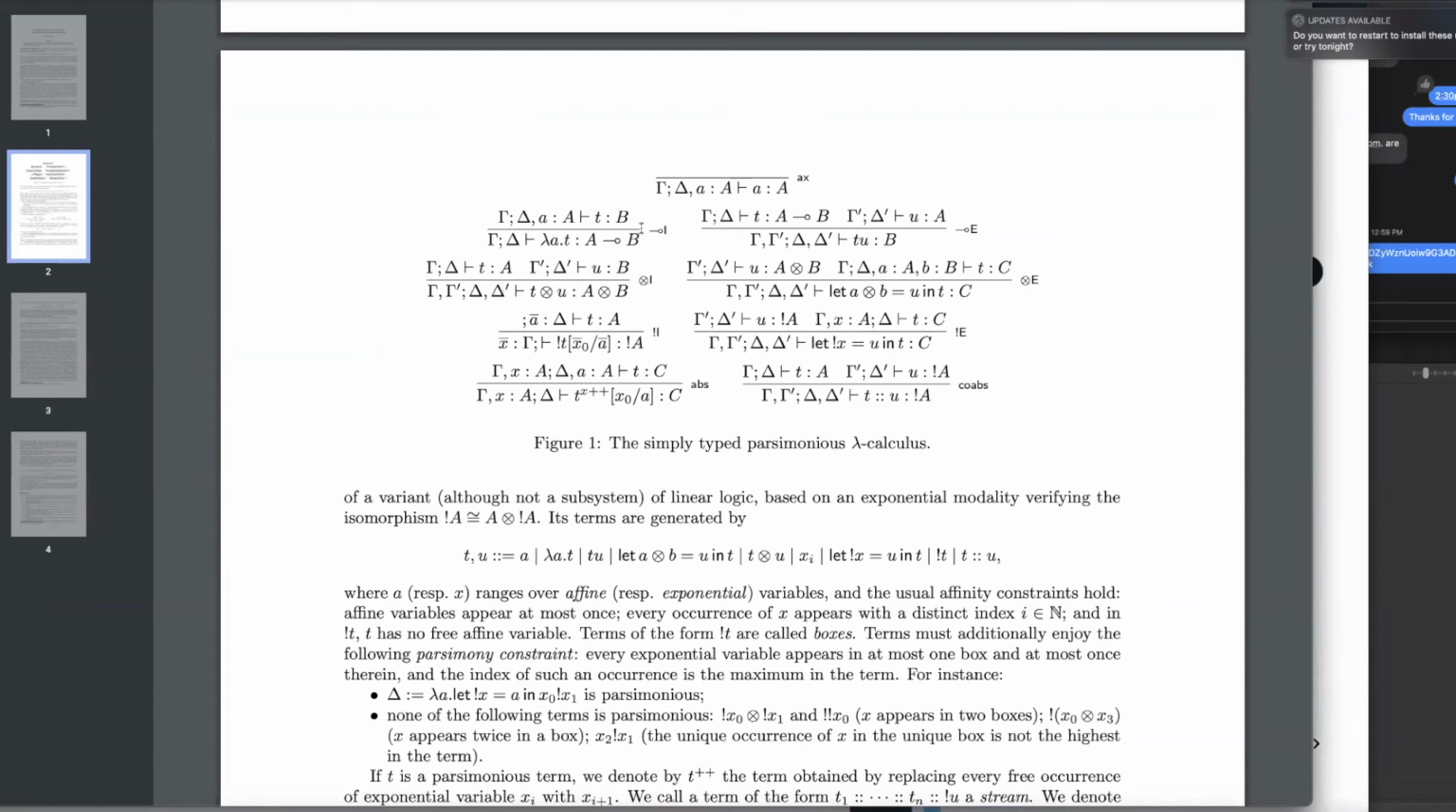Okay, so then the flip side, suppose that gamma prime and delta prime are what's needed to infer that U is of type A tensor B. And suppose that gamma and delta and A is of type A and B is of type B are necessary to infer that T is of type C.